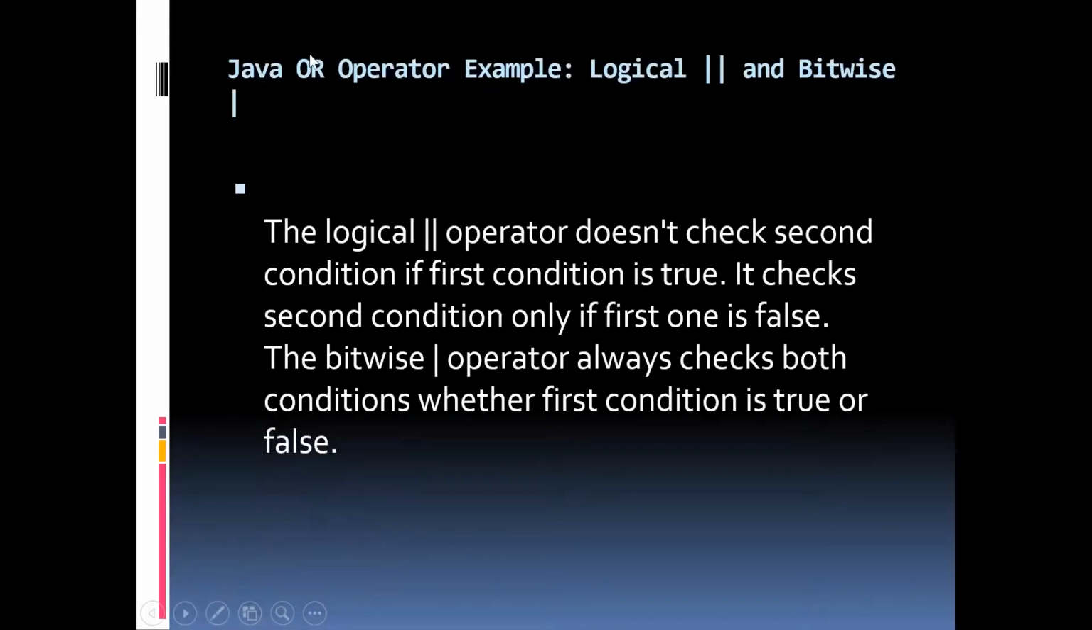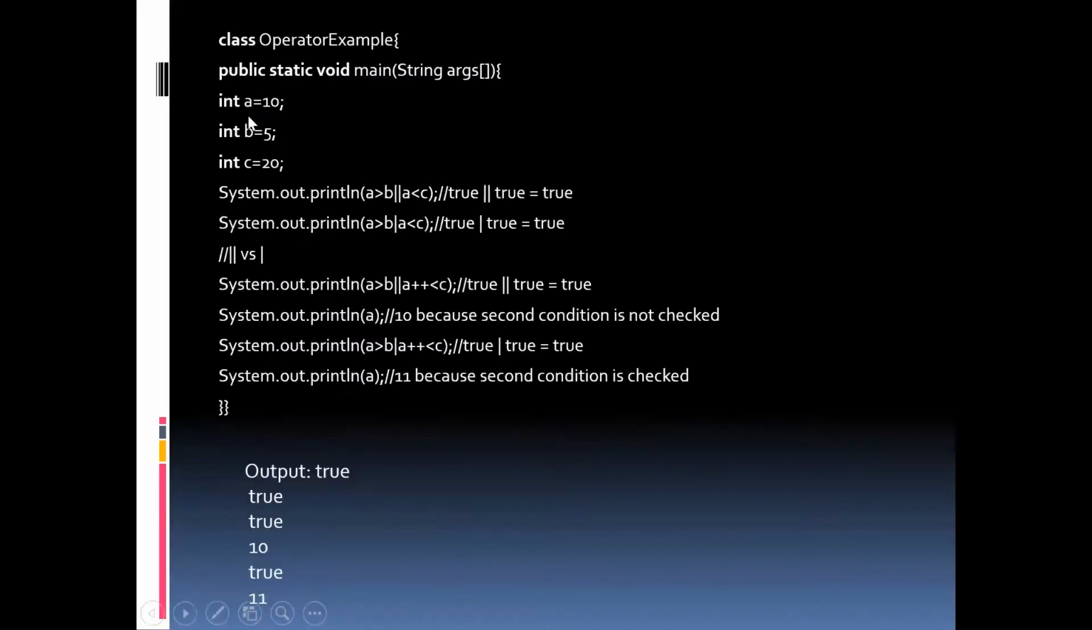Moving on to the or operator examples, between the logical or and bitwise or you'll see the differences in a very nice way. As we have seen in the and operator, if the first condition is false, it doesn't move to any other conditions, right? But in the or operator, it is reverse. If the first condition is true, it doesn't go for checking the second condition. Next, the bitwise or operator is the same as the and operator. It checks both the conditions whether the first condition is true or false.